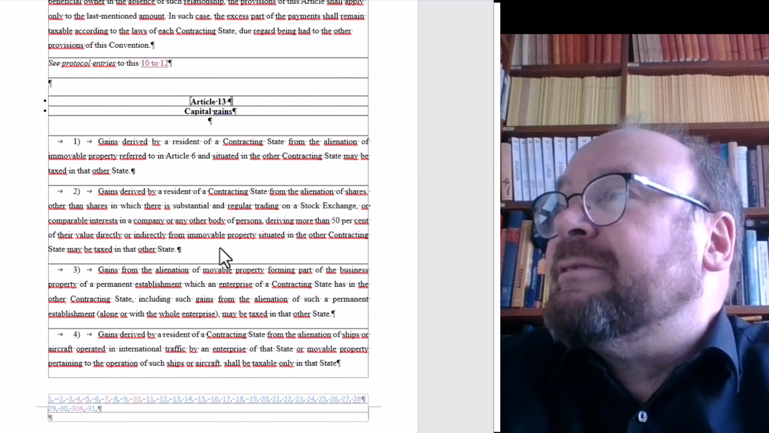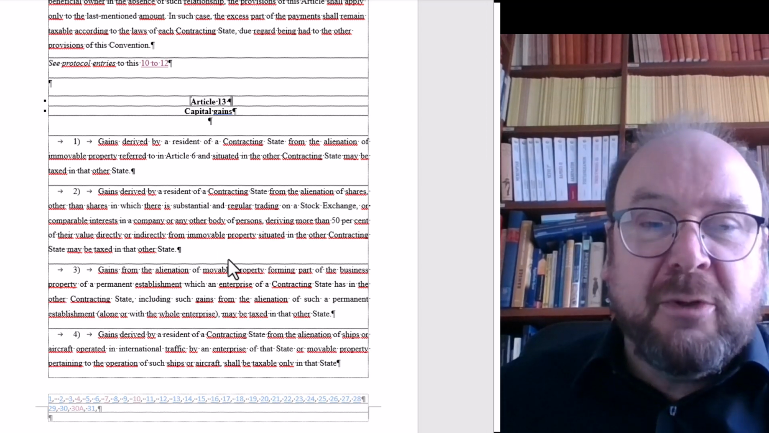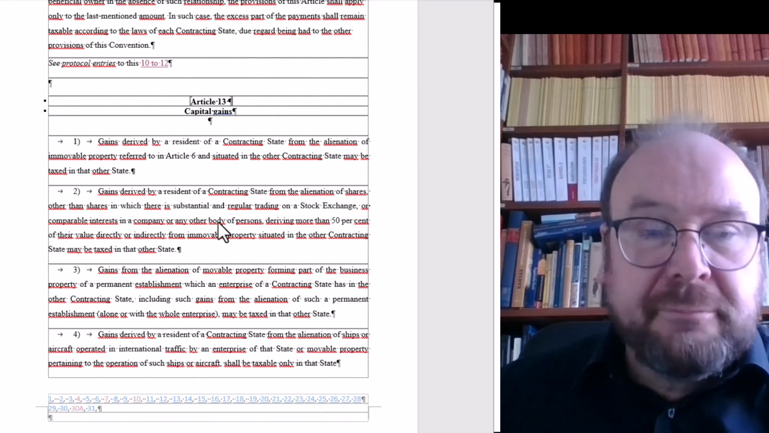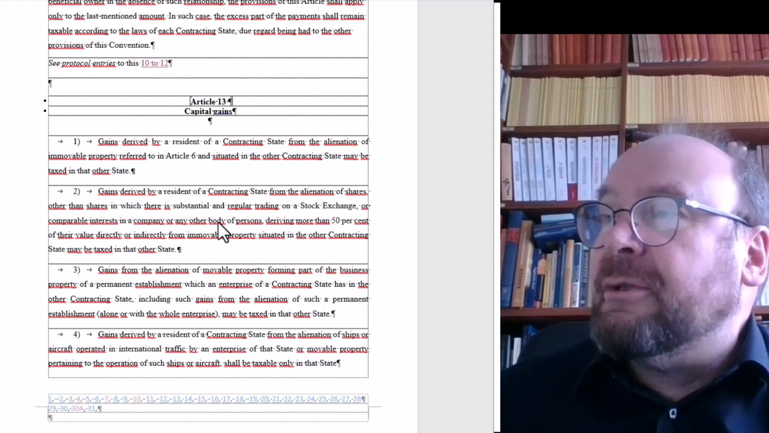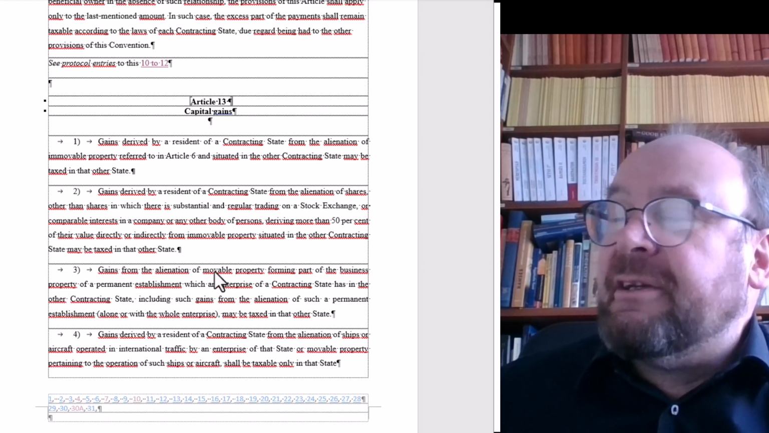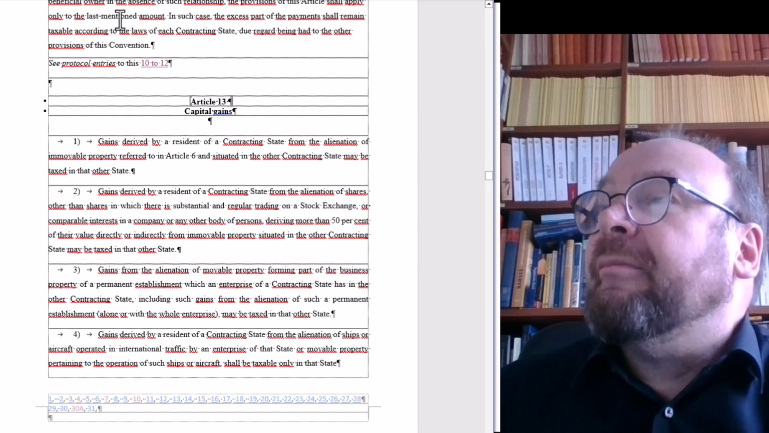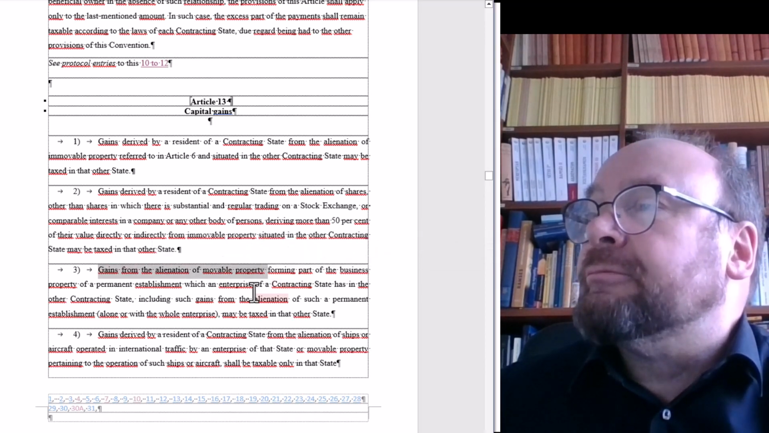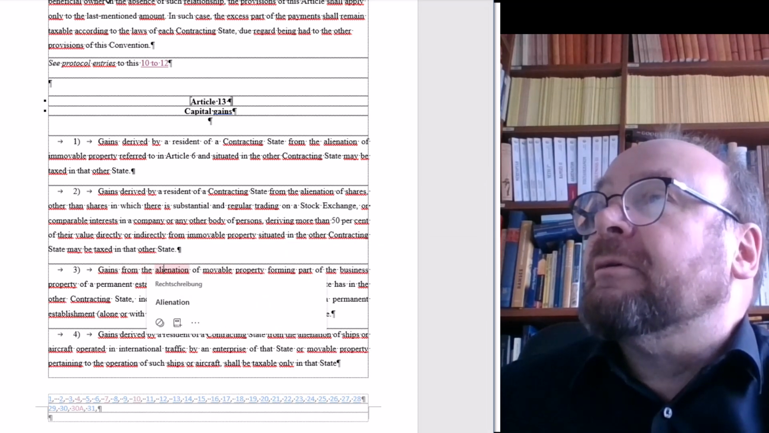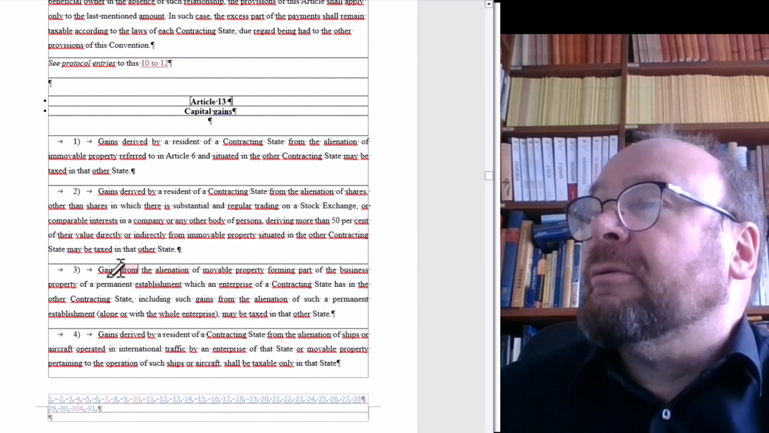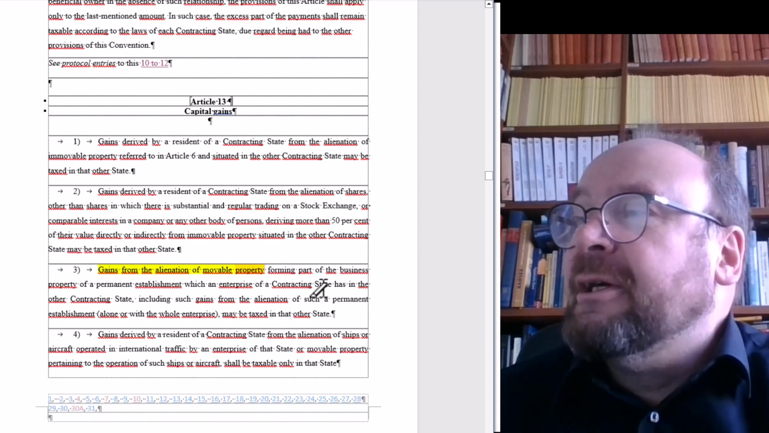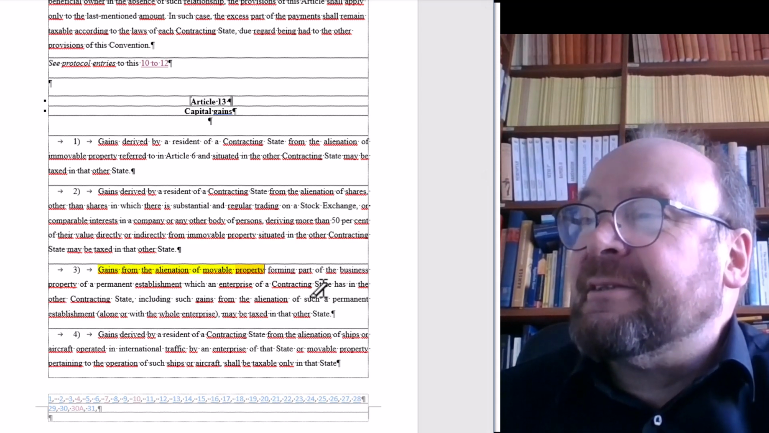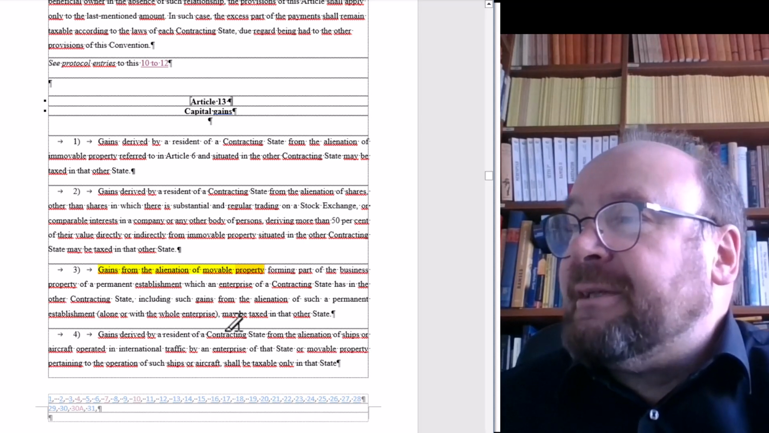Gains derived by a resident of a contracting state from the alienation of immovable property. No, not our case. Gains derived by a resident of a contracting state from the alienation of shares. No, not our case. Gains from the alienation of movable property. That's our case. Movable property forming part of the business property of a permanent establishment which an enterprise of a contracting state has in the other contracting state may be taxed in the other state.